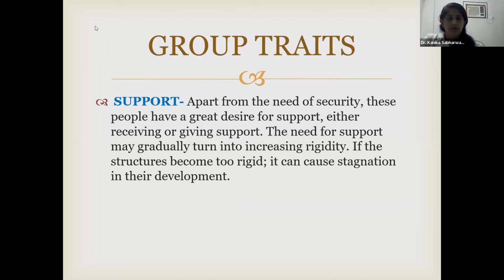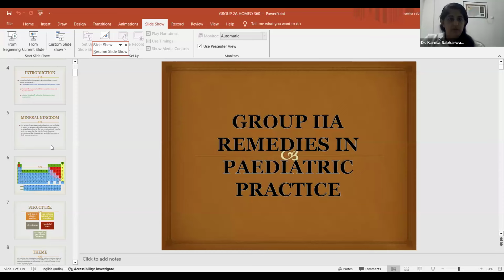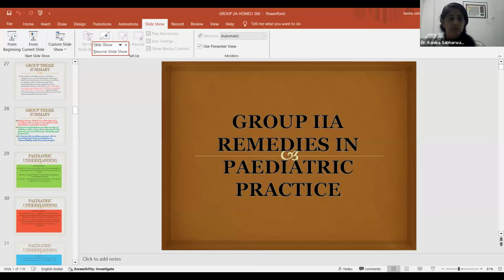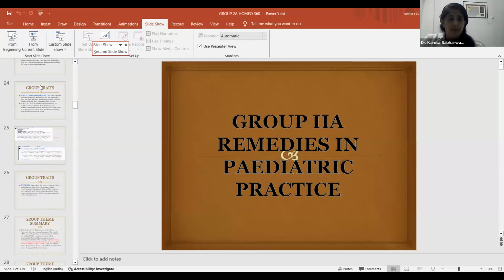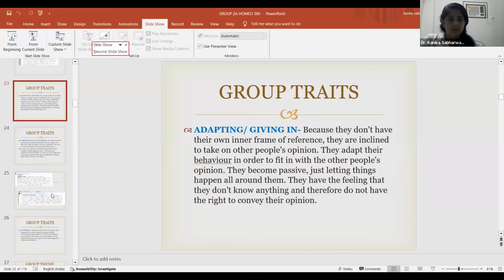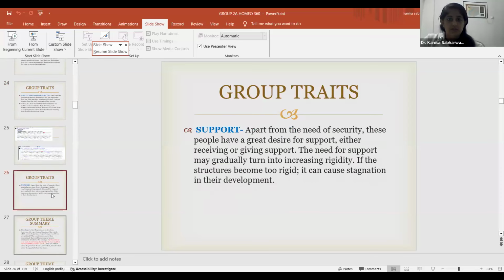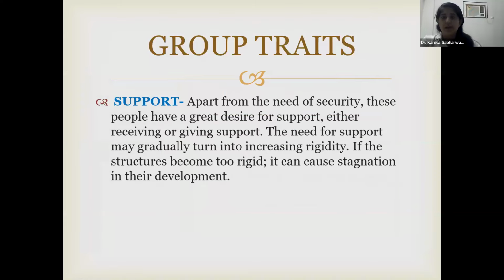All right. I've just restarted it. Let me know now if it's any better at your end. We were talking about support, right? That's the slide that you could all see. That's the last one. This is where we took a break, and I was talking about the structure becoming rigid. So this is by and large the group themes that I wanted to convey to you.